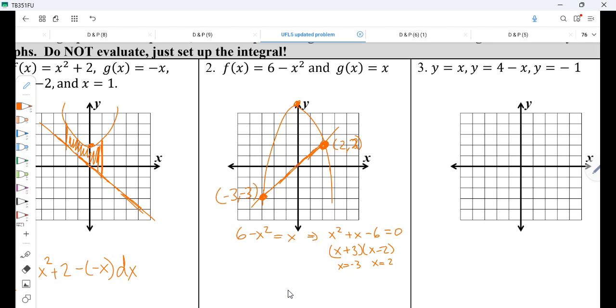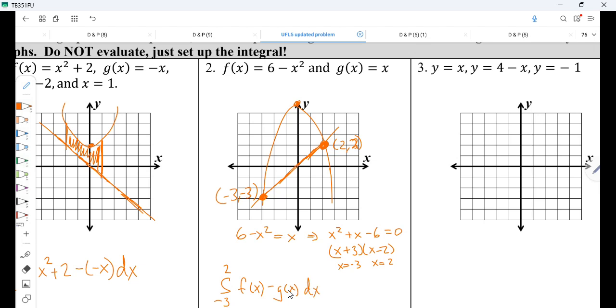Okay, so now we have our bounds for integration. So it is the integral from -3 to 2. My upper function is the parabola, so I can do it in the requested way. I'll just write f of x minus g of x dx.